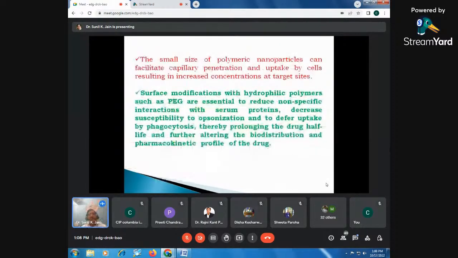The small size of polymer nanoparticles can facilitate capillary penetration and uptake by cells, resulting in increased concentration at target sites. As I told you, surface modification is possible with certain hydrophilic polymers to reduce non-specific interaction with serum proteins, decrease susceptibility to opsonization, and defer uptake by phagocytosis, thereby prolonging the drug half-life and altering the biodistribution and target profile of the drug. This helps for better targeting also.